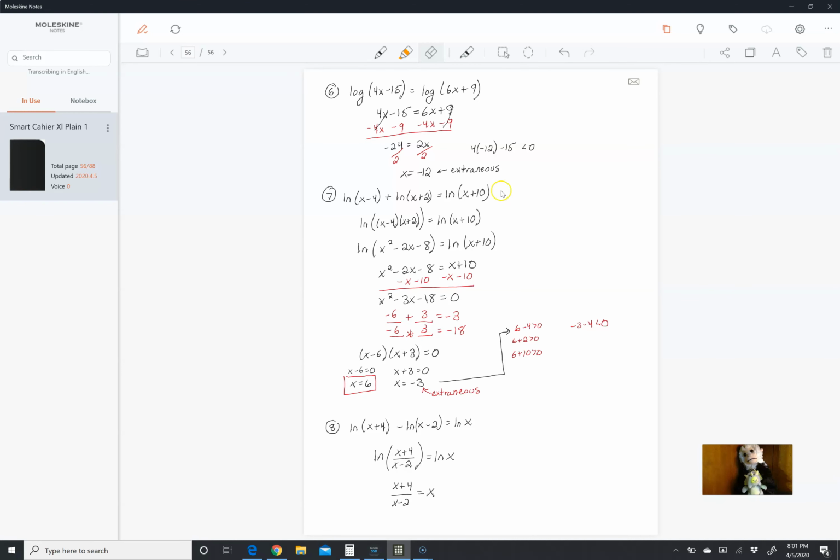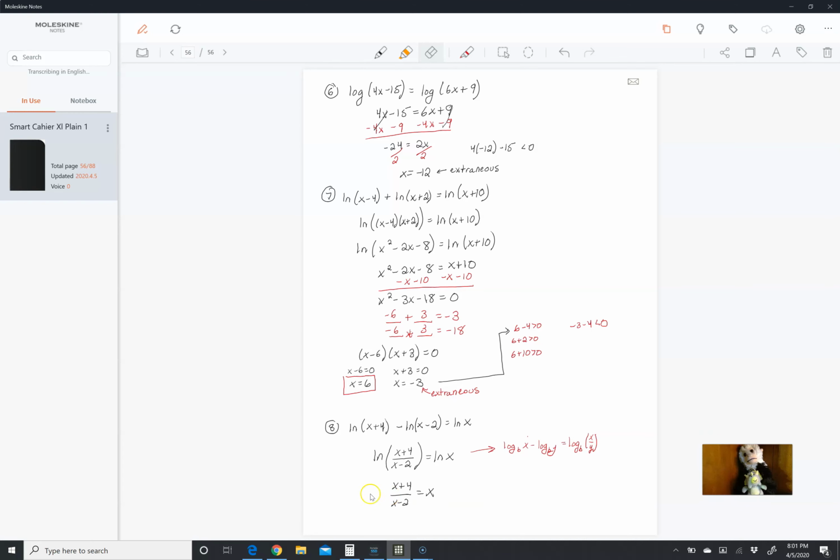Okay, so what we use here instead is the quotient rule. And the quotient rule says log base b of x minus log base b of y is log base b of x over y. We use the quotient rule for this. Okay, that was the difference. So now we can solve.